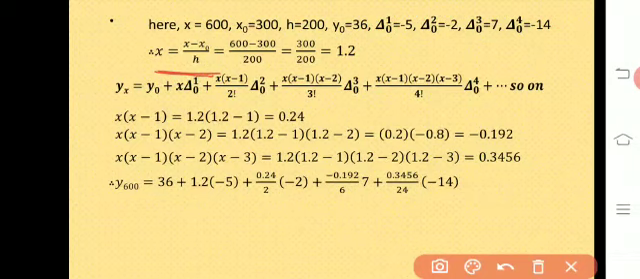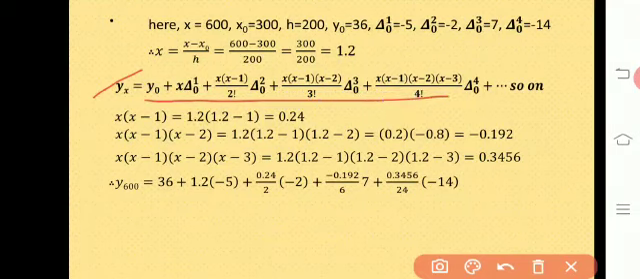Now x is 600 minus x0, which is 300, divided by h, which is 200. If you simplify further, you will get x equal to 1.2.